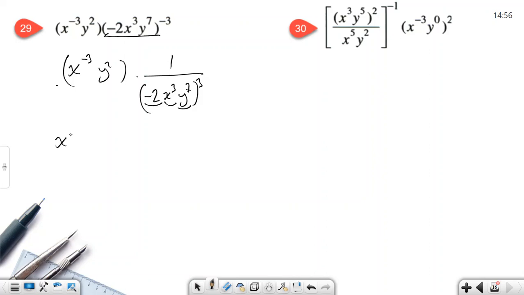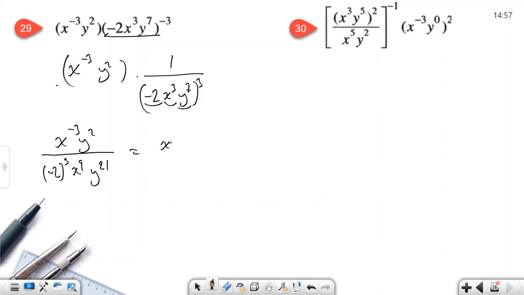So that's going to be x to the power of minus 3 y to the power of 2 over, because if you multiply that one by 1, it will be in the denominator, minus 2 cubed x to the power of 9, because 3 times 3 is 9. I don't want to write the parentheses again. 7 times 3, y to the power of 21. That's equal.